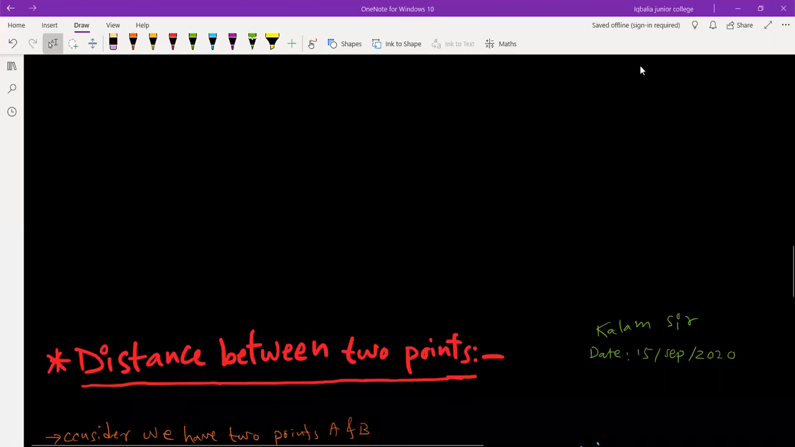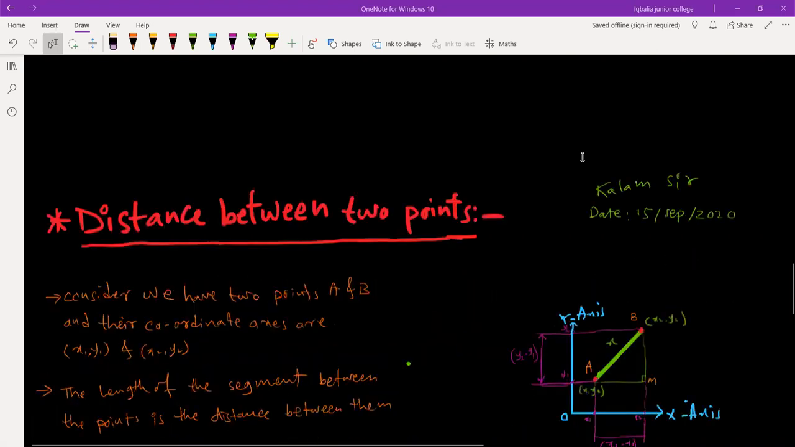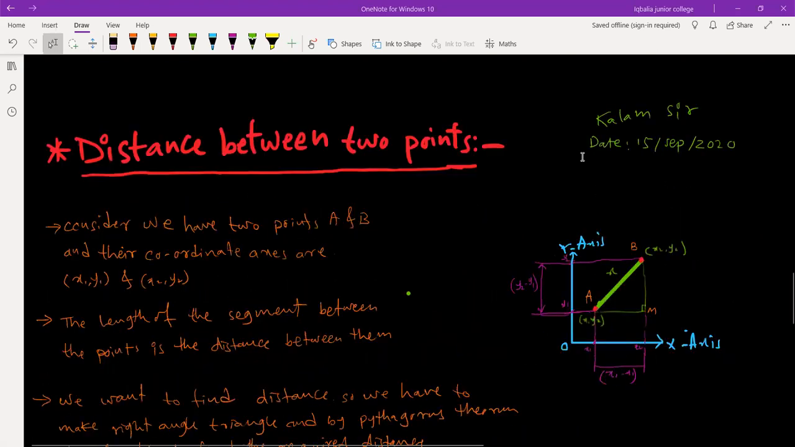Okay. So in this class, we are going to write the distance between 2 points, the formula of distance between 2 points. For finding the distance between 2 points, I have to consider we have 2 points A and B, and their coordinates are x1, y1, and x2, y2.